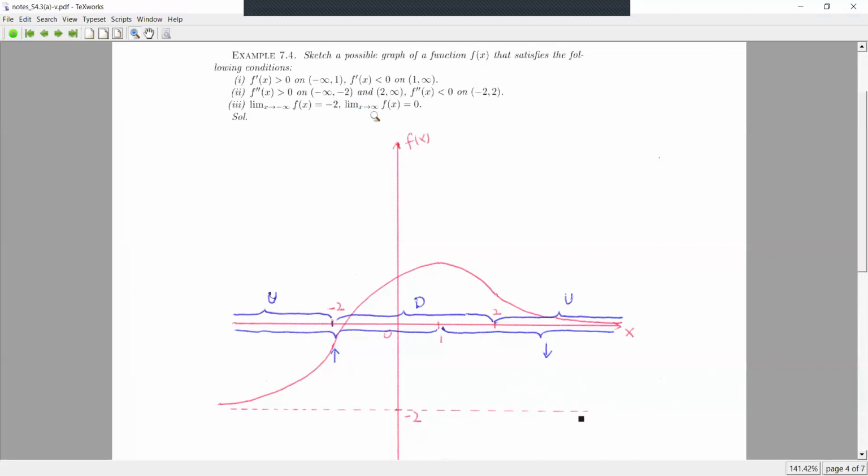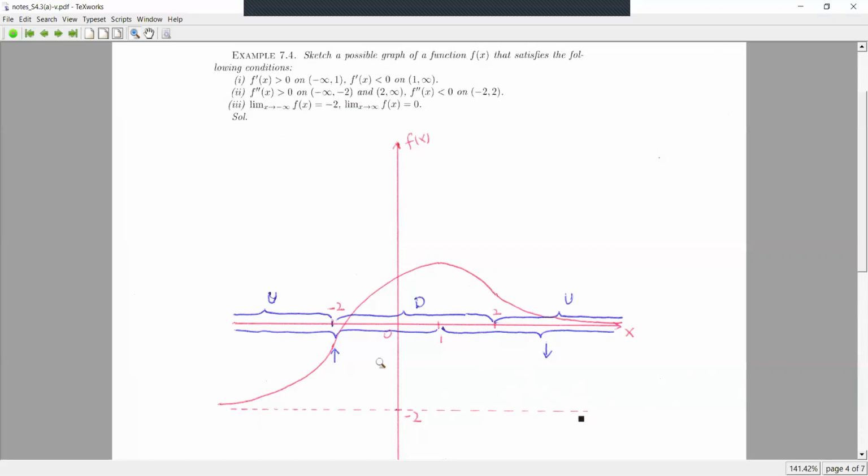When x approaches positive infinity, the function approaches 0. So 0 is a horizontal asymptote. 0 means that the x-axis is a horizontal asymptote. Okay, now let's sketch a possible graph.